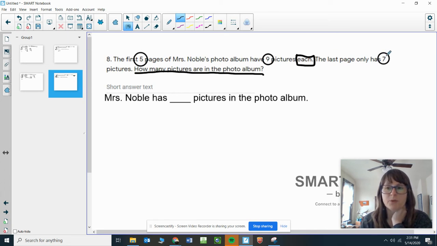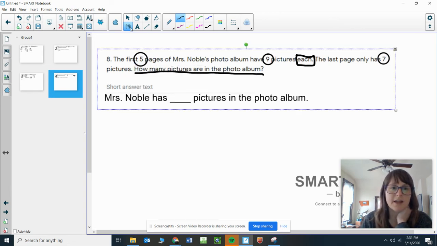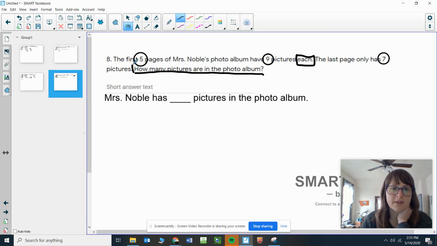The last page only has 7 pictures. How many pictures are in the photo album? How many tells me that I'm going to be looking for a total at the end of this problem. So I'm going to go ahead and box how many.